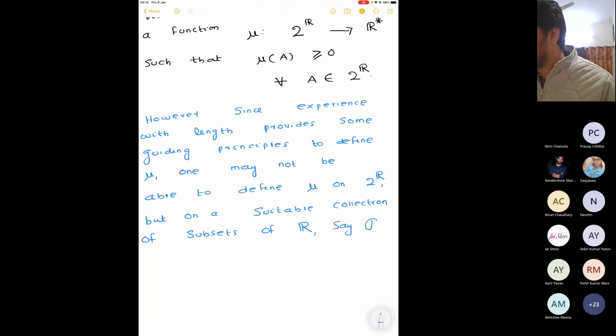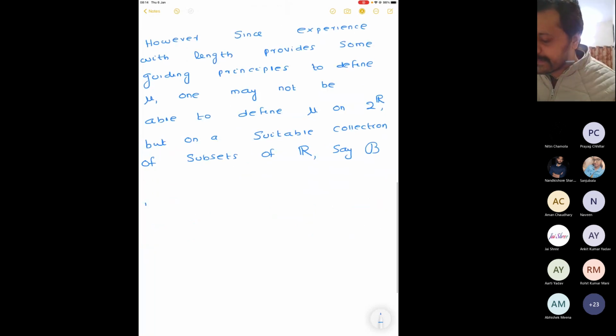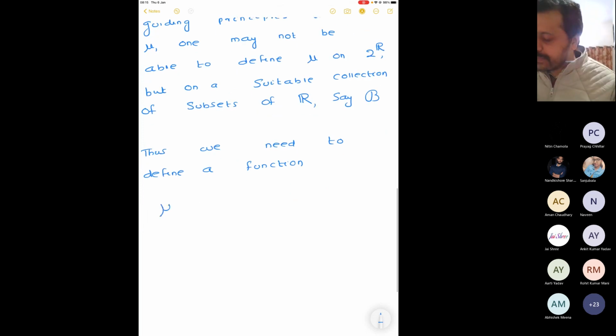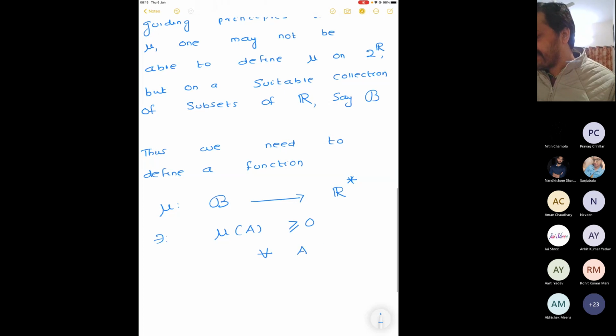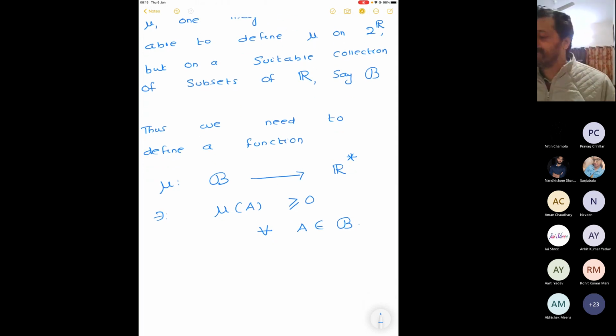So what we are looking for is, thus we need to define a function mu from B to R star, such that mu of A is greater than or equal to 0 for every A in B. To start with, I want mu to be non-negative.